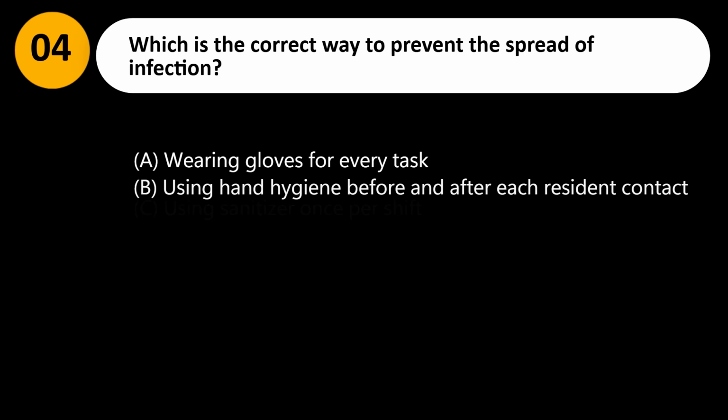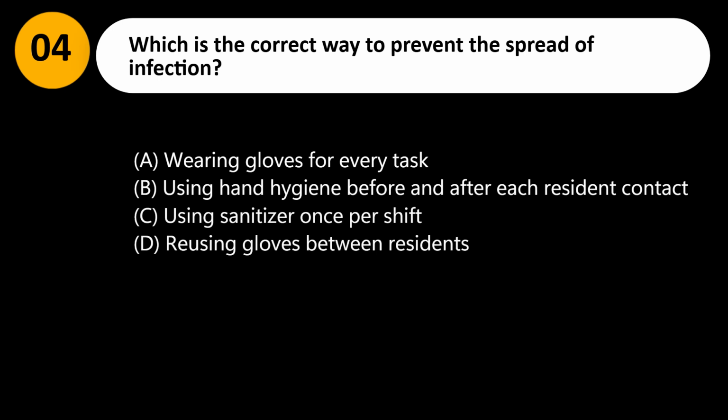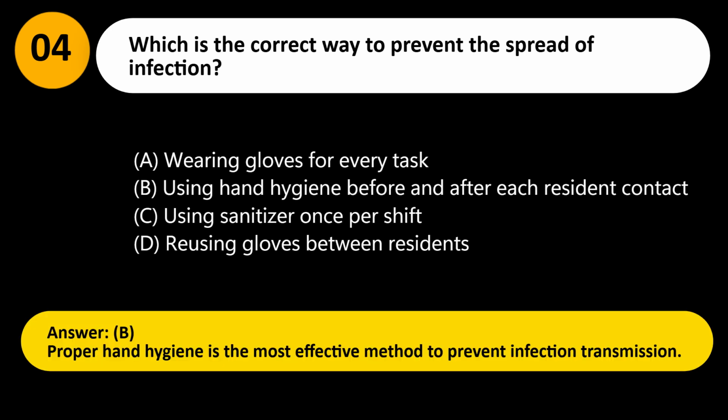Which is the correct way to prevent the spread of infection? A. Wearing gloves for every task. B. Using hand hygiene before and after each resident contact. C. Using sanitizer once per shift. D. Reusing gloves between residents. Answer: B. Proper hand hygiene is the most effective method to prevent infection transmission.